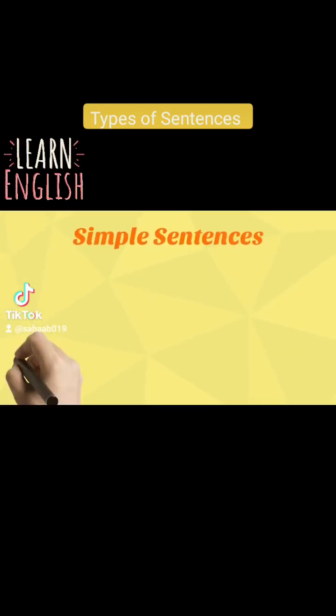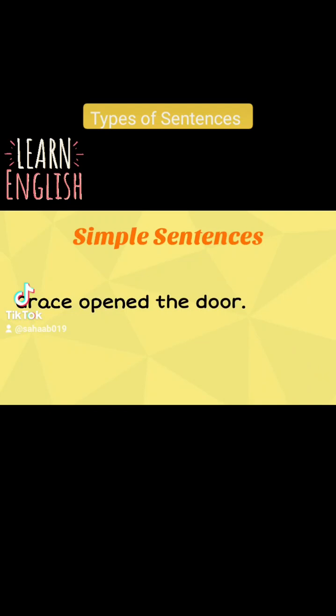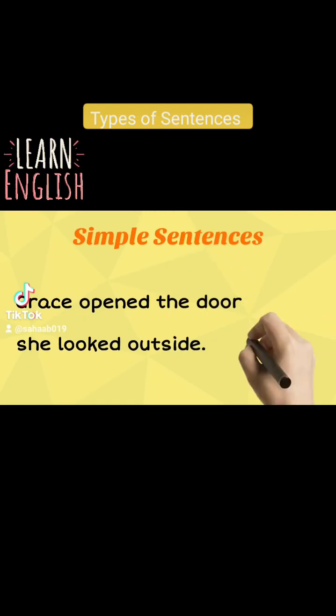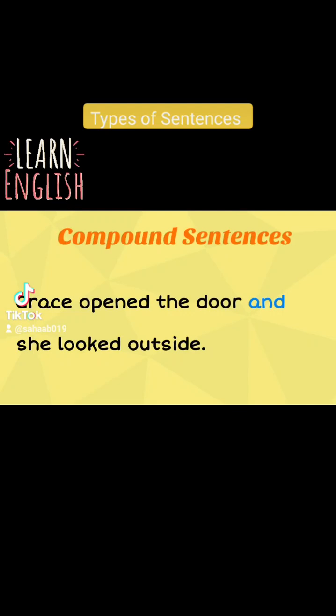Here are two simple sentences. Grace opened the door. She looked outside. Let's join them using the coordinating conjunction and. We have created a compound sentence. Grace opened the door and she looked outside. The sentence has two independent clauses. That is, both clauses are a completed thought with a subject and a verb.